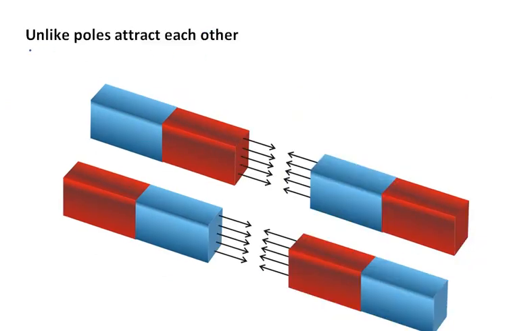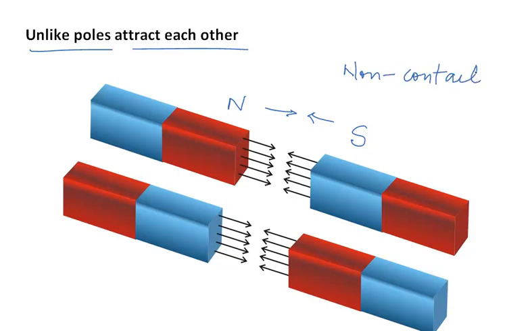The other rule about magnets is that unlike poles, or poles having different polarity, attract each other. So here you have, let us say, north, and this is south. If north and south are brought closer, they will be attracted, and the lesser the distance, the more will be the force. Again, this force of attraction is a non-contact type of force.